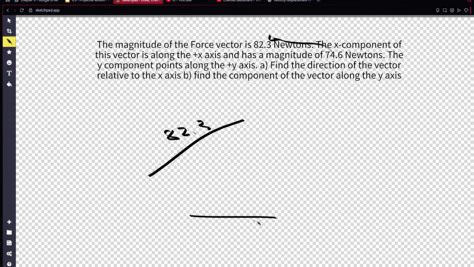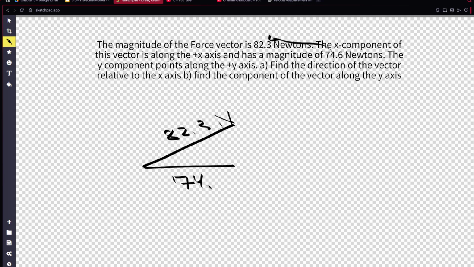But anyways, if the magnitude is equal to the x component or the y component, that means that it's not a triangle, it's just a line. So like if they say 80 newtons north, the magnitude is 80 newtons, and the y component is also 80 newtons. But here we know it's not, because the magnitude is not equal to the x component. The magnitude is 82.3 newtons, and the x component is 74.6 newtons.